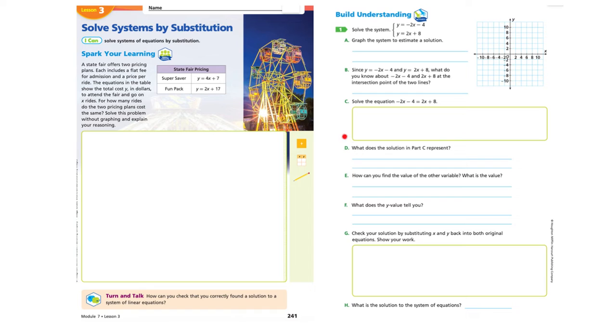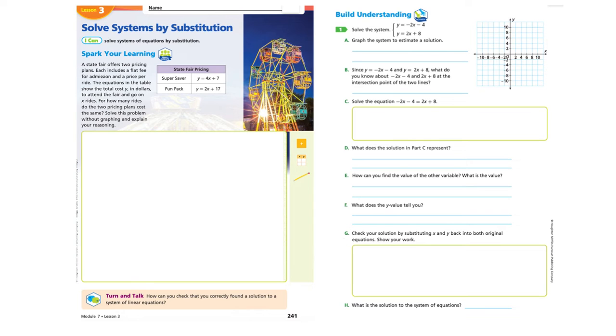And then what does the solution to this part C represent? And then E, how can you find the value of the other variable? So here you solved for x. The other variable is y. How do you find that other variable now that you know the value of x? And once you find it, what is that value? F, what does that y value tell you?